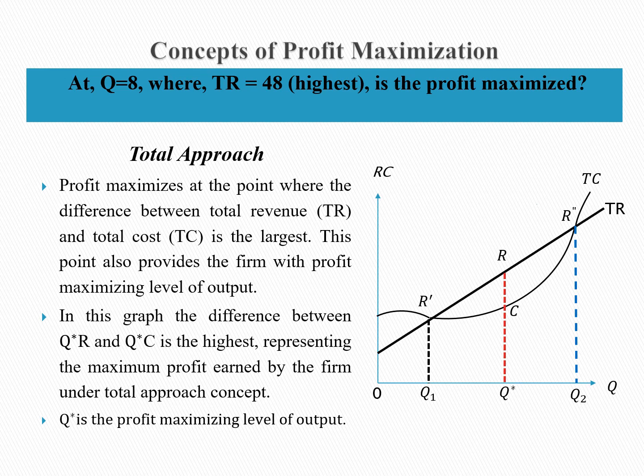But at a point like Q star, where total revenue and total cost are differing, this graph shows this difference is also the largest among all. So under the total approach, profit is maximized at this point, and the profit maximizing level of output is Q star.